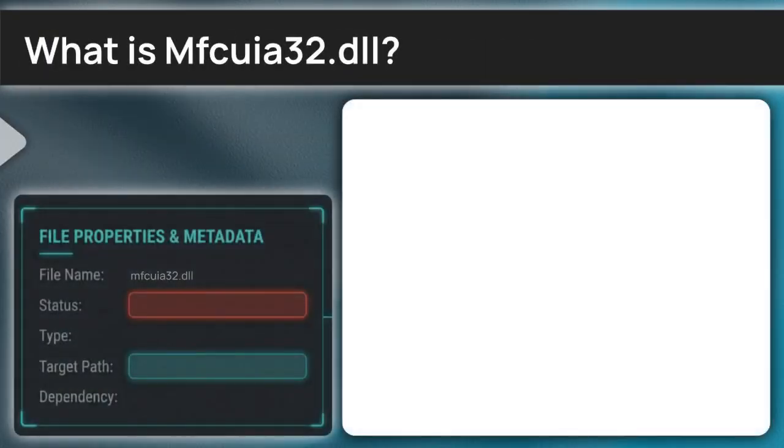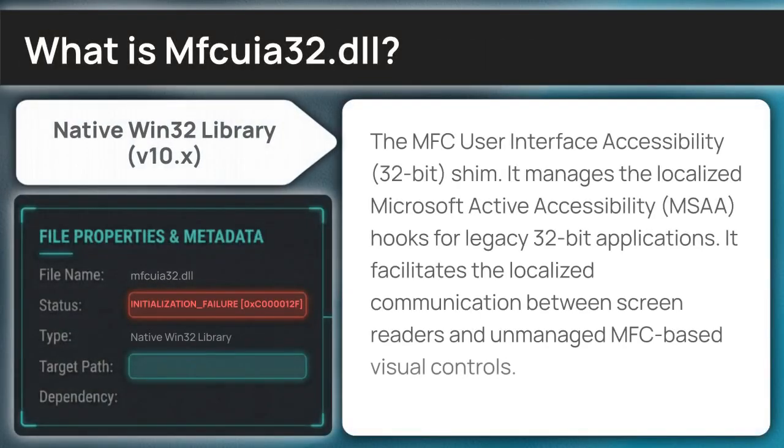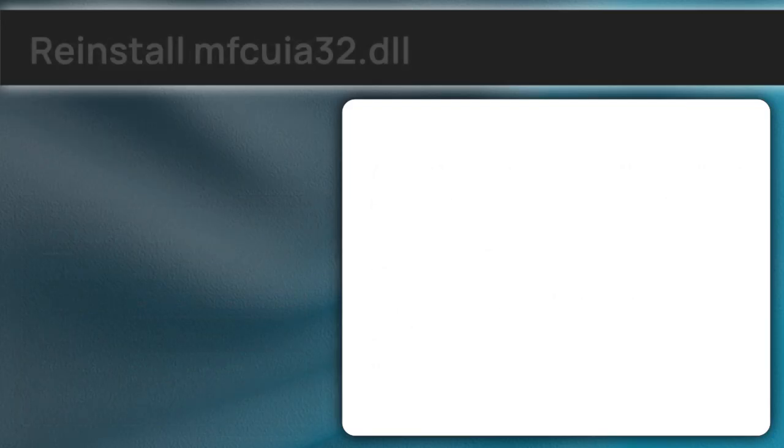This is the MFC-UIA32, the MFC User Interface Accessibility 32-bit shim. It manages the localized Microsoft Active Accessibility MSAA hooks for legacy 32-bit applications. It facilitates the localized communication between screen readers and unmanaged MFC-based visual controls. Since we've covered what this file is, let's move to the primary fix.